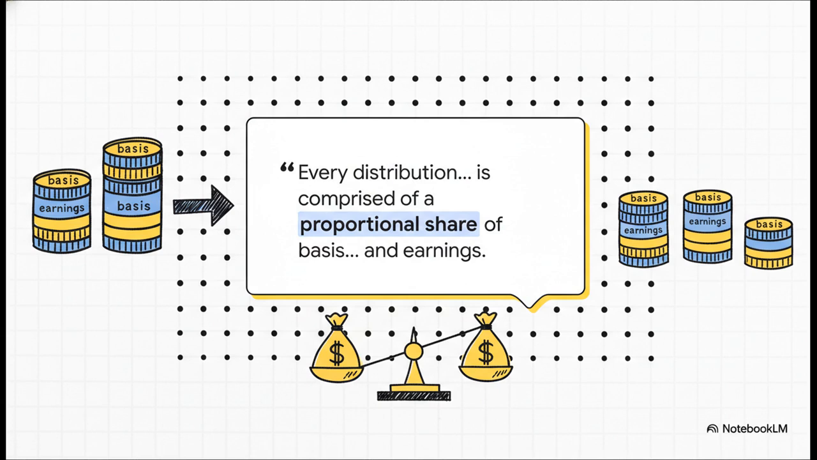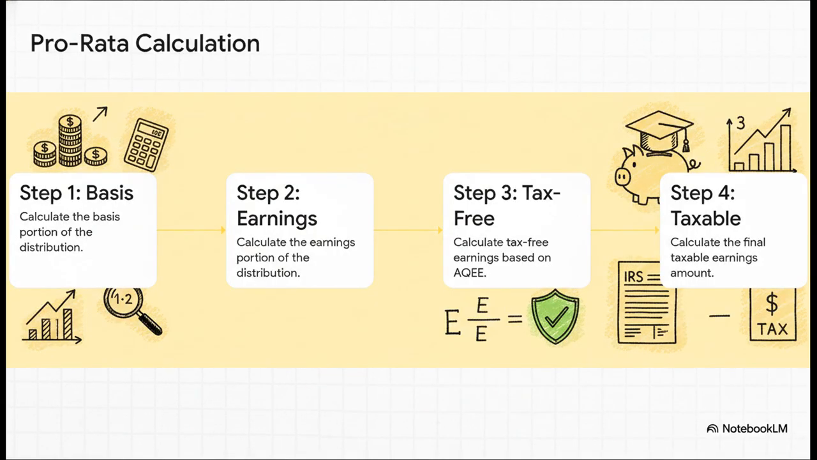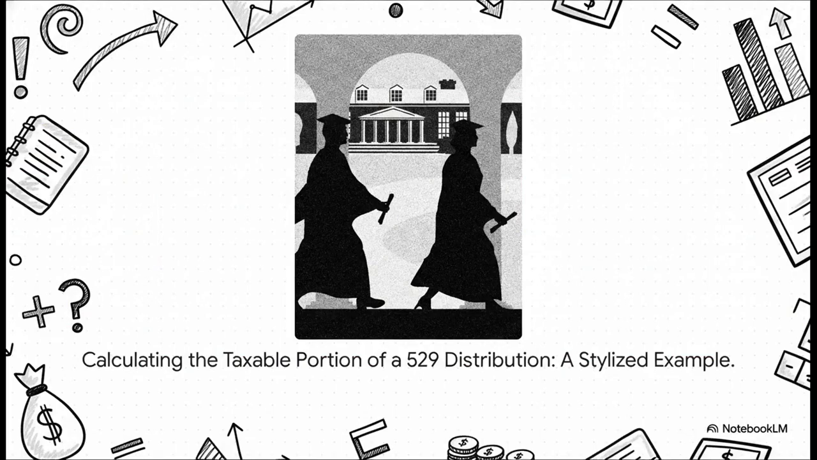It is mandatory. IRS Publication 970 gives us the official 4-step formula to figure this all out. Step 1, you calculate how much of your withdrawal was your original basis. Step 2, you figure out the earnings portion. Step 3, this is the important one. You calculate how much of those earnings are tax-free by applying a simple ratio of your qualified expenses to your total distribution. And then finally, step 4, you just subtract the tax-free earnings from the total earnings to get your final taxable amount.